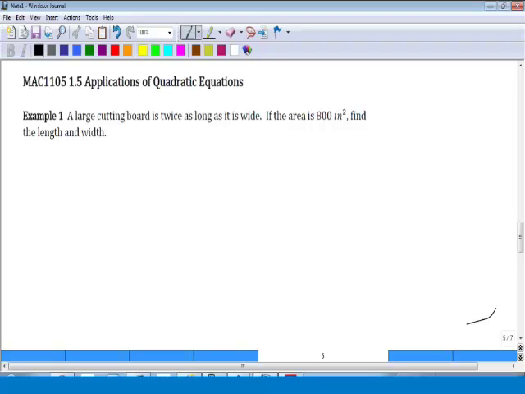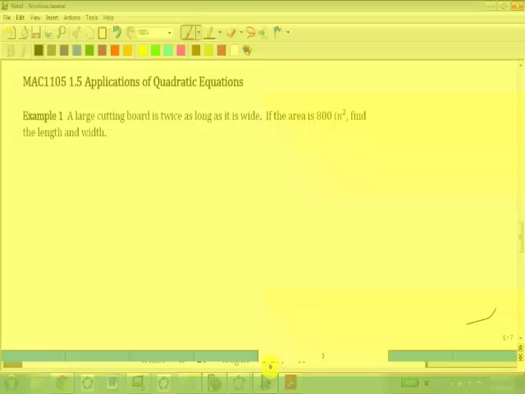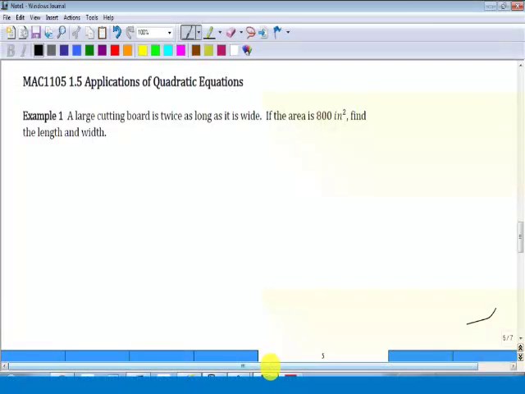So, based on the given information, since we evidently don't have a ruler with us to figure out how long it is and how wide it is, we're going to try to calculate that. So, let's let x be something. I'm going to suggest the width. We could let x be the length if you wanted to. Are you okay with letting x be the width? Okay. Let x equal the width of the cutting board.